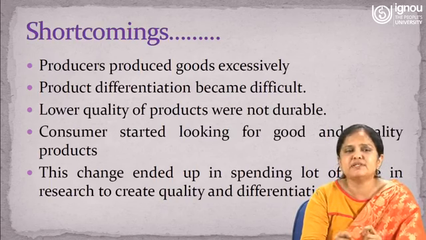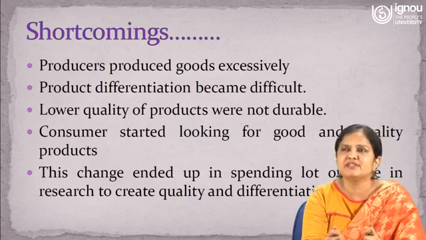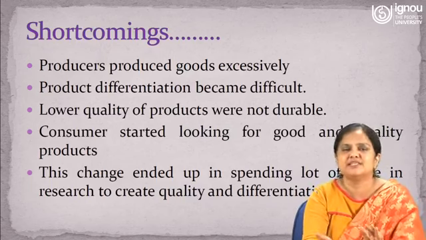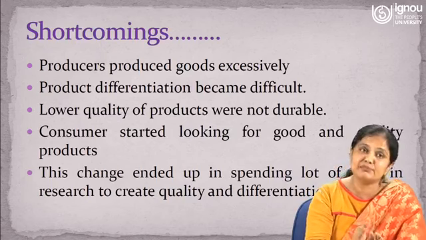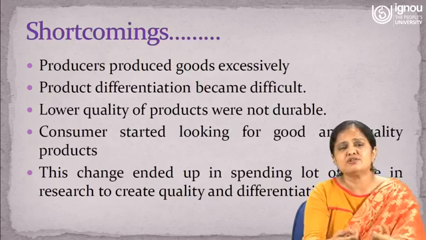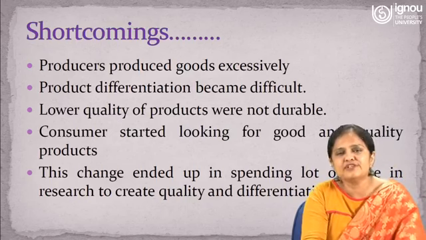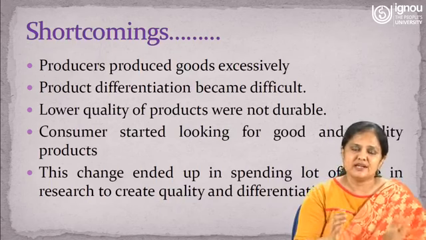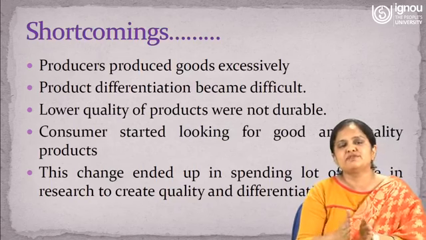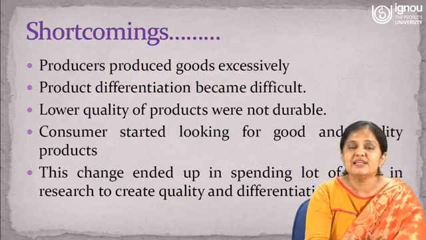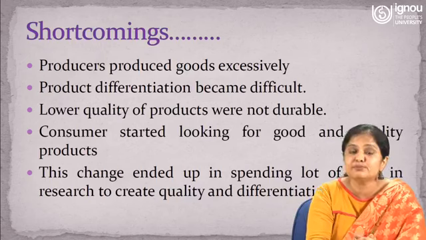If we see the shortcomings of this particular approach, the producers produced goods excessively and product differentiation became difficult. All the products were more or less similar to each other because it was bulk production, it was huge production. So product differentiation became difficult, and when it became difficult, customers also tended to get confused as to what to choose, which producer to go to. Lower quality products were produced, because the marketer wanted to keep the prices lower, so they had to compromise with the quality of products. That resulted in less durability of the products. And then consumers started looking for good and quality products.